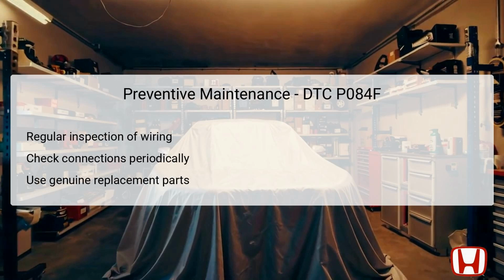To prevent the recurrence of DTC P084F, implement regular preventive maintenance practices. Start with inspections of the wiring related to the park neutral switch output circuit to ensure there are no signs of wear, corrosion, or damage. It's also prudent to periodically check electrical connections at the TCM to ensure they are secure and free of debris.